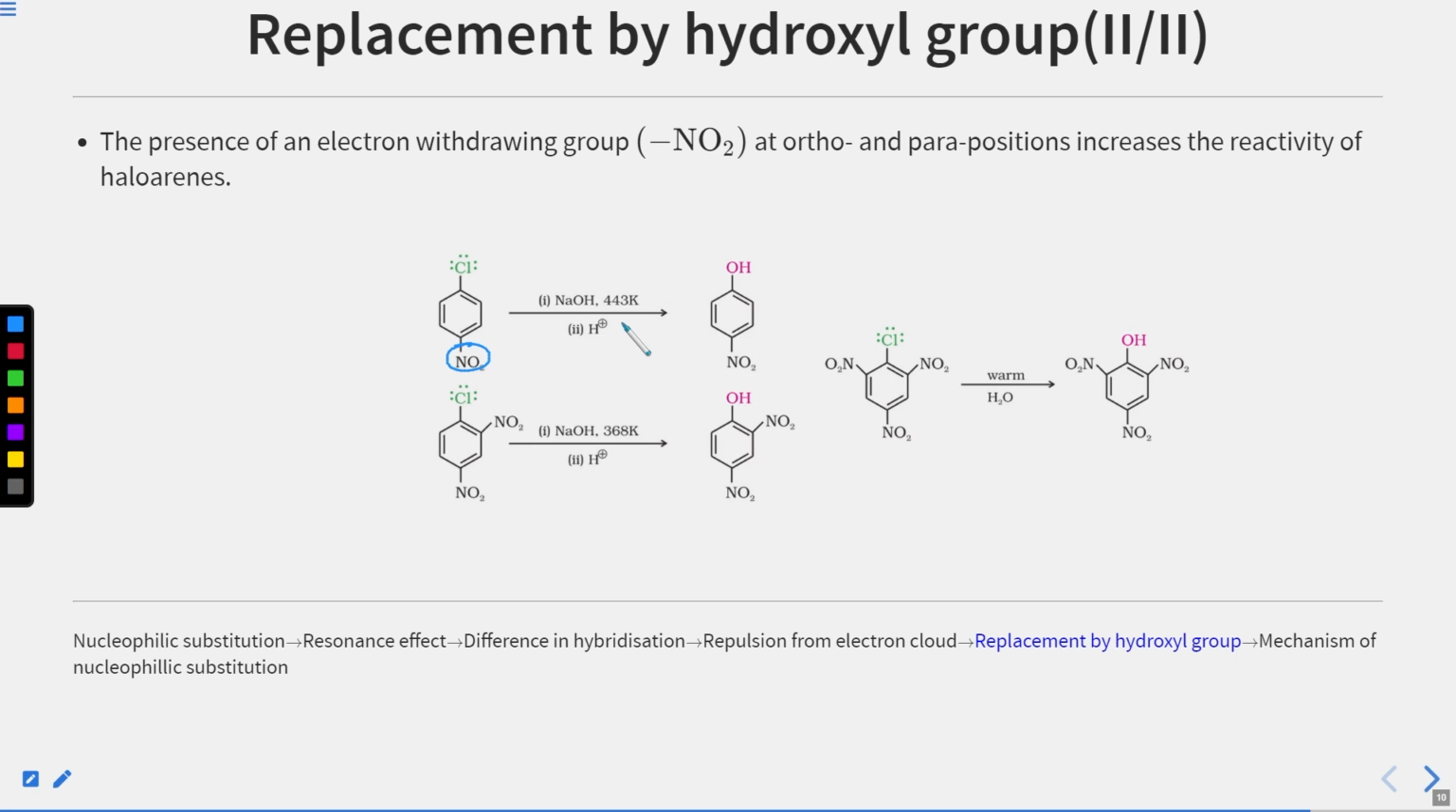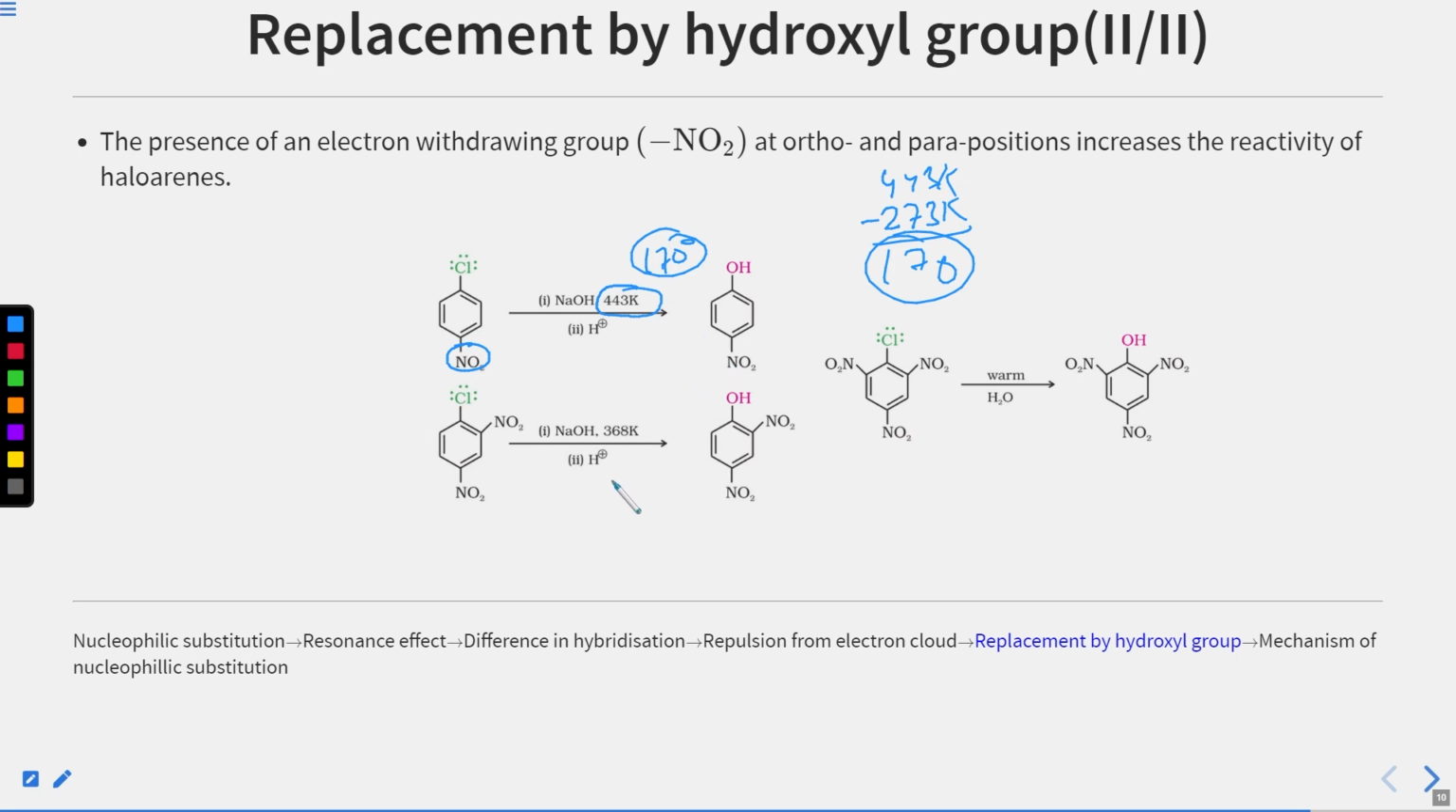Then we see that in the first one we require high pressure and high temperature, but here we only need high temperature, and that is not that high. If you find it in terms of Celsius, why am I doing it in Celsius? Because it will make more sense to you, as you are more aware of degrees Celsius than Kelvin. So using this conversion, it is 170 degrees Celsius, which is much lower compared to your normal chloro derivative which has no nitro. And we do not require high pressure also.